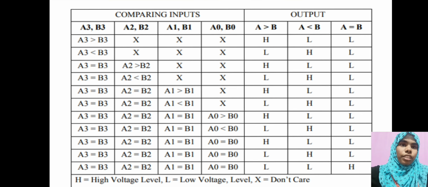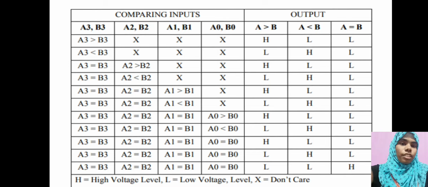A3 is greater than B3. Here A3, B3, A2, B2, A1, B1, A0, B0 are the inputs, the comparing inputs, whereas A greater than B, A less than B, A equals B are the outputs. When A3 is greater than B3, we don't need to compare A2, B2, A1, B1, A0, B0. The output A greater than B is 1, and A less than B and A equals B are 0, 0.